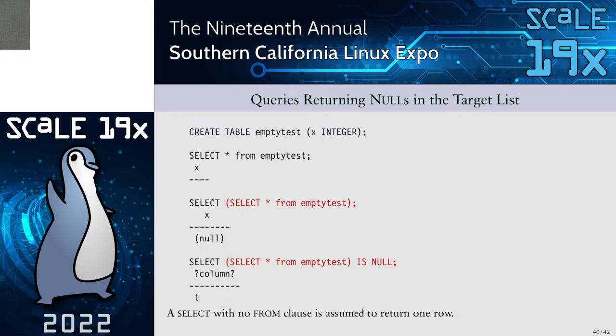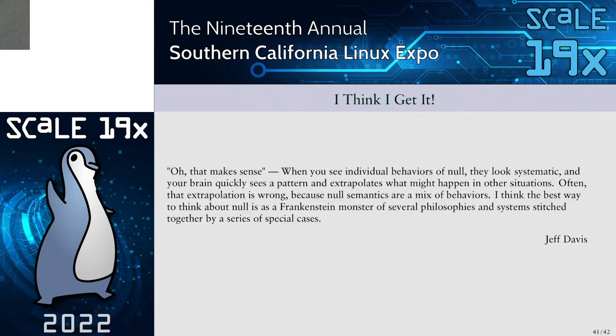Finally, queries in the target list. You probably don't use this very much, but if a query in the target list returns no rows, it actually returns a null right there. So my select from empty test returns null. So the value of a non-query is null. Kind of cool. And I can check it to see if it's null. In fact, it is. It says true.